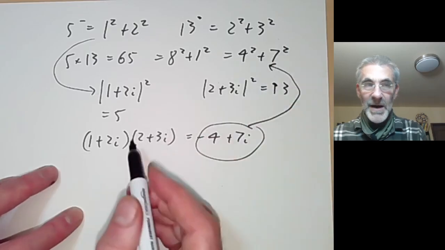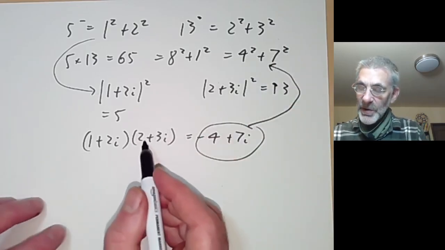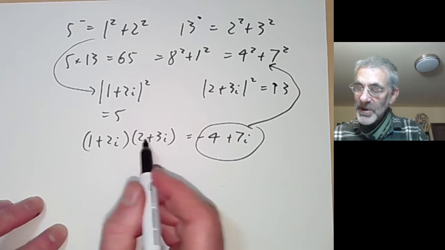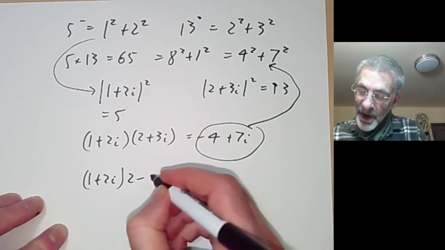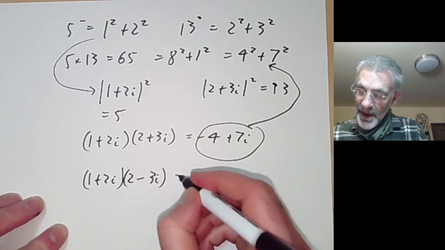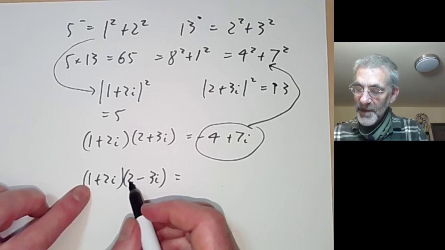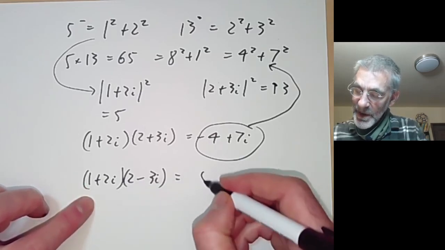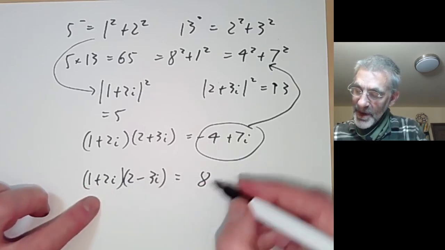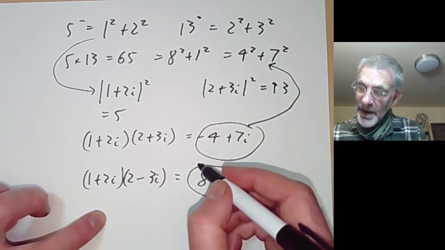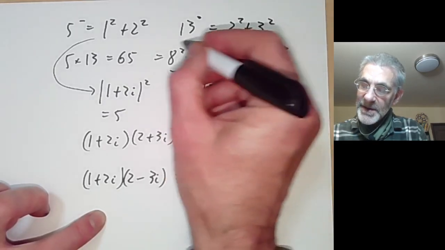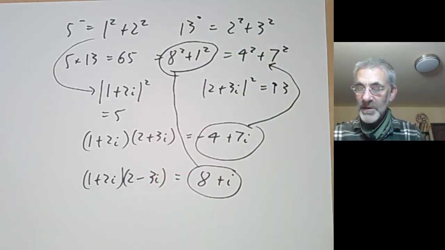but who cares? But there's another thing you can do, because you can change this to its complex conjugate. We can take 1 plus 2i times 2 minus 3i. And this is now slightly different, because this is equal to 8 plus i. And this one is giving you the other way of representing 65 as a sum of two squares.